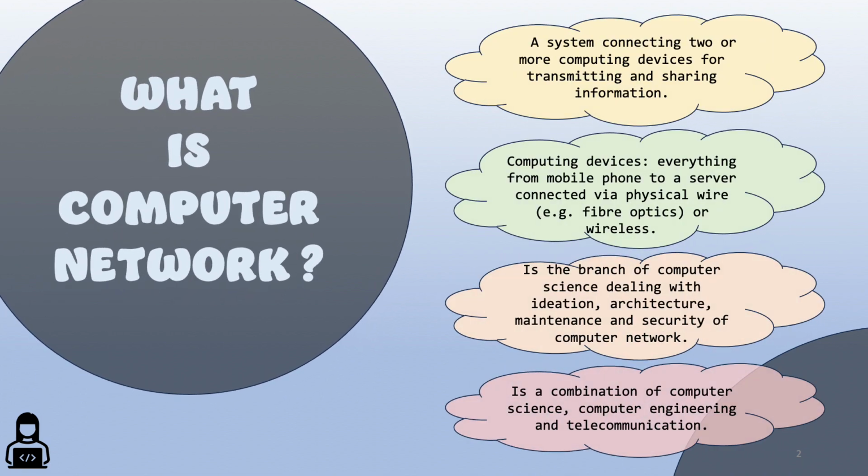Do you guys know what is computer network? Actually, computer network is a system that connects two or more computing devices for transmitting and sharing information. Computing devices include everything from a mobile phone to a server. These devices are connected using physical wires such as fiber optics, but they can also be wireless.